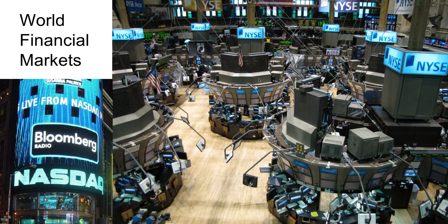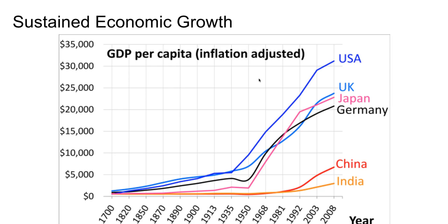Second are world financial markets. What you're looking at in the picture is the New York Stock Exchange. This is really like the headquarters for a lot of the world's money, and definitely a huge financial source of wealth for both countries. Third is sustained economic growth. Both the United States and Canada have proven over a period of time that they are constantly improving in terms of their wealth and their overall status. Definitely very, very wealthy countries.